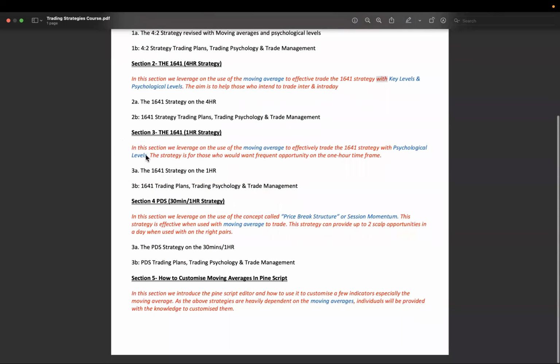Okay, so today we are looking at the 1641 strategy on the 1 hour. In this section, we are going to leverage the use of moving averages to effectively trade the 1641 strategy with psychological levels. The strategy is for those who would want frequent opportunities on the 1 hour time frame.